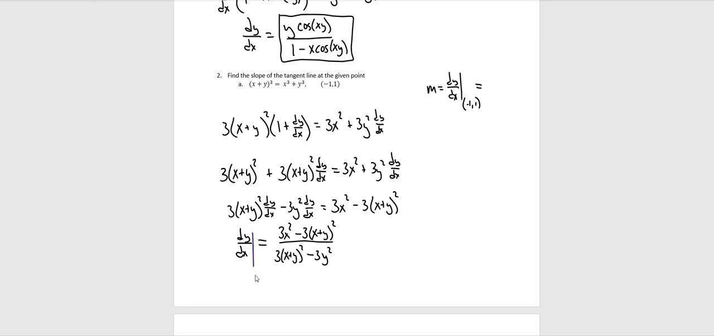But now we want to evaluate that at negative 1, 1. So everywhere you see an x, put a negative 1. The coolest thing is right here. Negative 1 plus 1 makes 0, so that's going to go away. And so is this one.